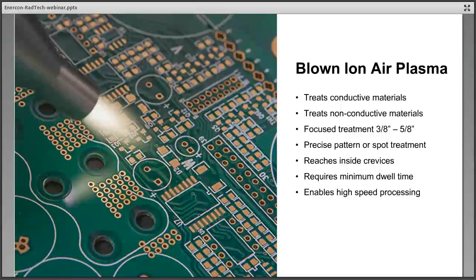It's a very aggressive technology. It does a very good job of cleaning. It works around metals as well as plastics. It's able to kind of reach inside of areas. So I mentioned needle hub bonding, for example, earlier. That would be a very good fit for this technology.